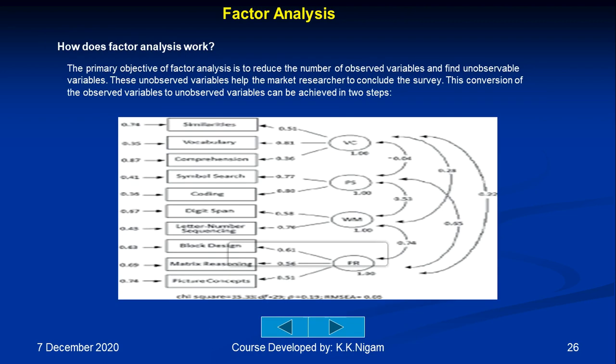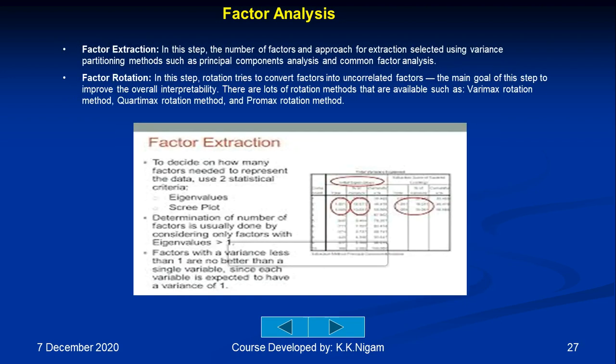How does factor analysis work? The primary objective of factor analysis is to reduce the number of observed variables and find unobservable variables. These unobserved variables help the market researcher to conclude the survey. This conversion of the observed variables to unobserved variables can be achieved in 2 steps.